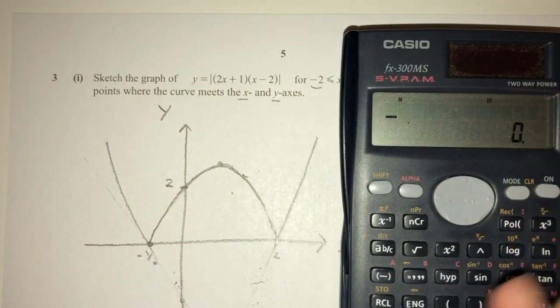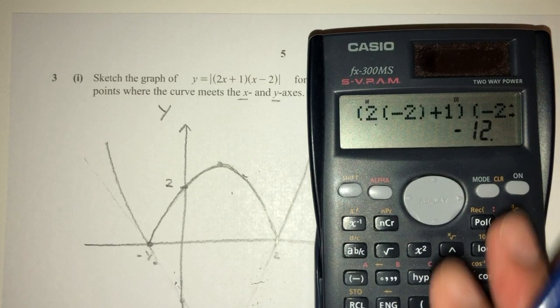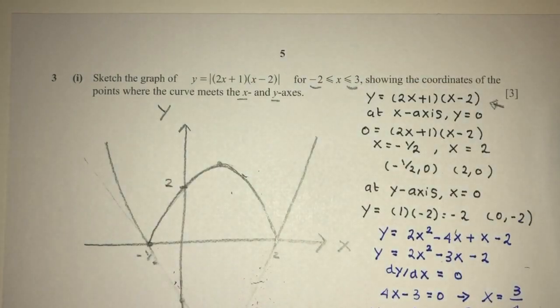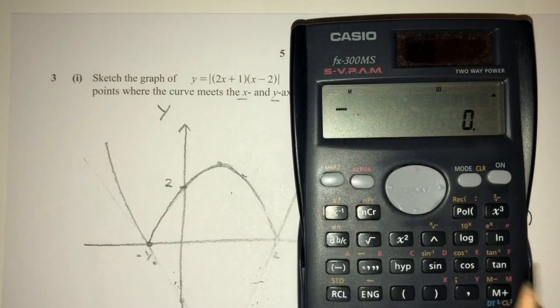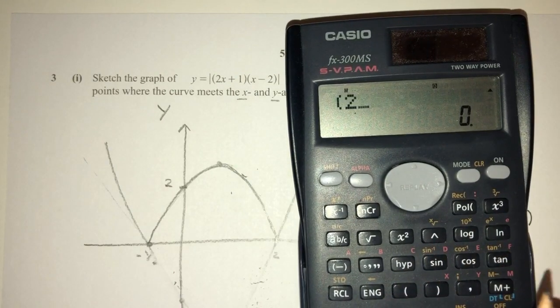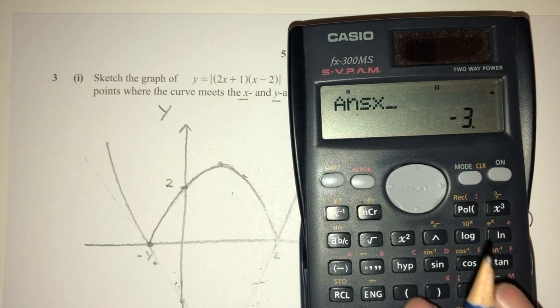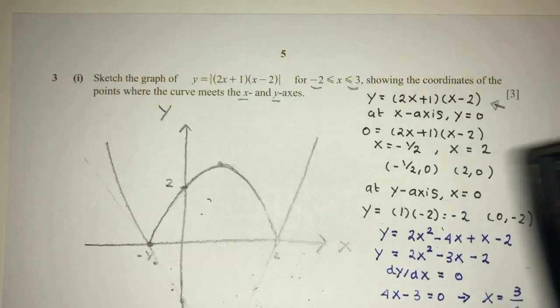So when x equal to minus 2, what is the value of y? So that will be 2 times minus 2 plus 1 times minus 2 times minus 2. That will be minus 12, which is 12 because of the modulus. So let's try again because it should be positive for some reason. Let me check. So 2 times minus 2 plus 1. That should be minus 3 multiplied by minus 2 minus 2. That will be 12, exactly.